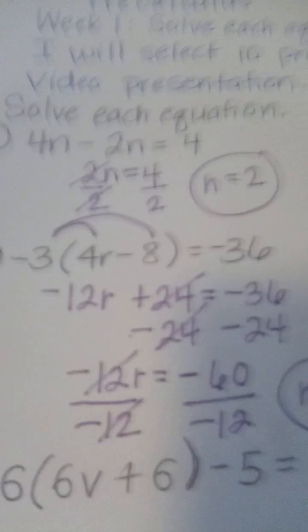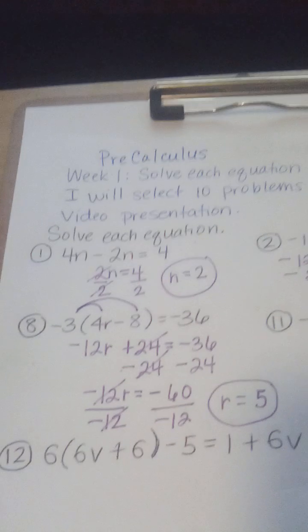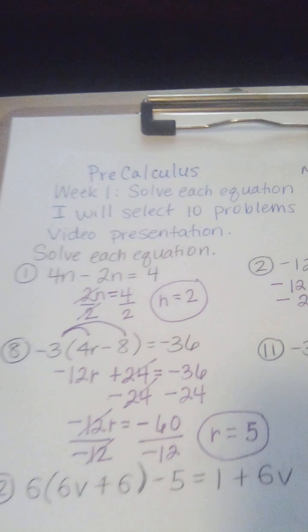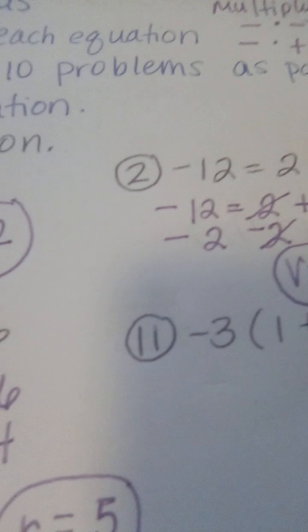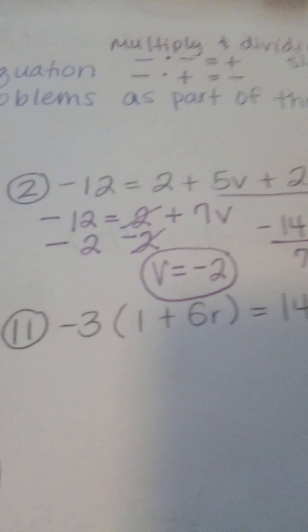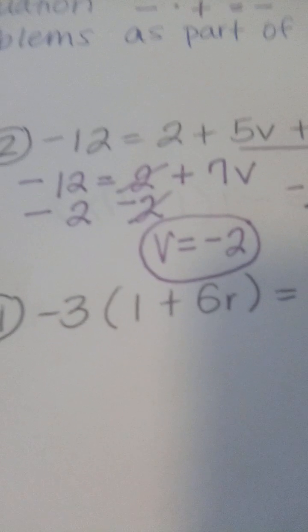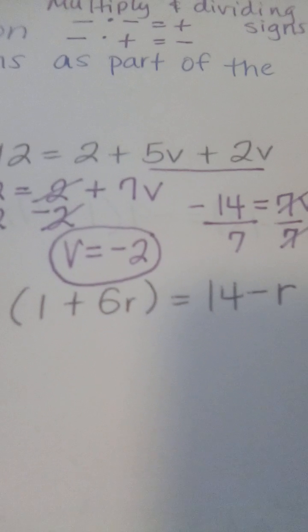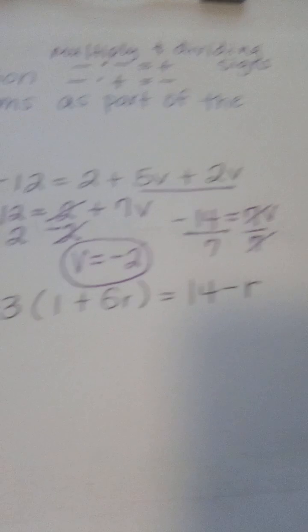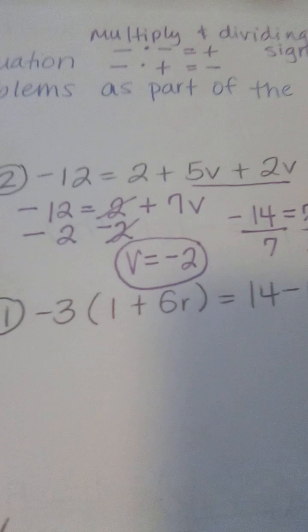Okay. So, let's go back to number 8. Any questions on number 8? Okay. Let's go on to number 11. It's a similar problem right here. Number 11, right? All right. So as in number 8, we have negative 3 in parentheses, 1 plus 6r, equals 14 minus r. Let's clean this up a little bit. On number 11, let's do this.